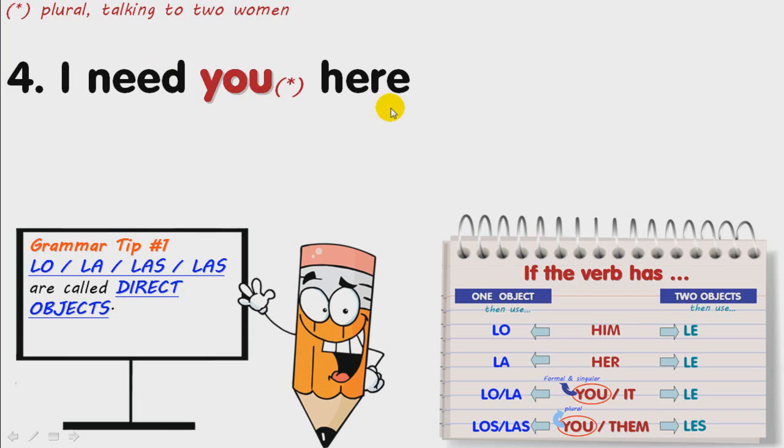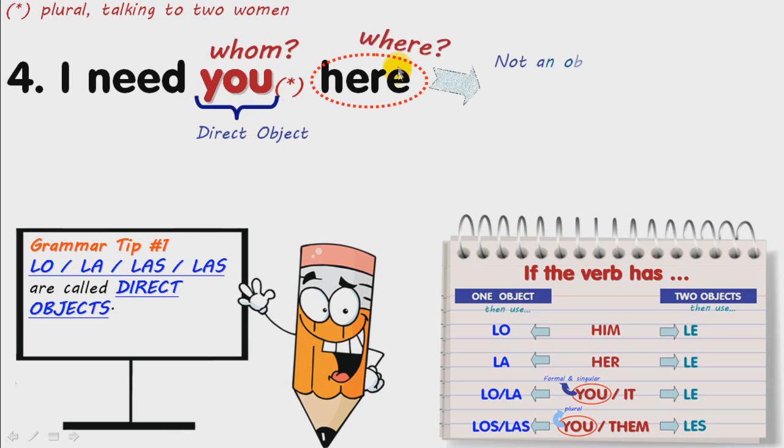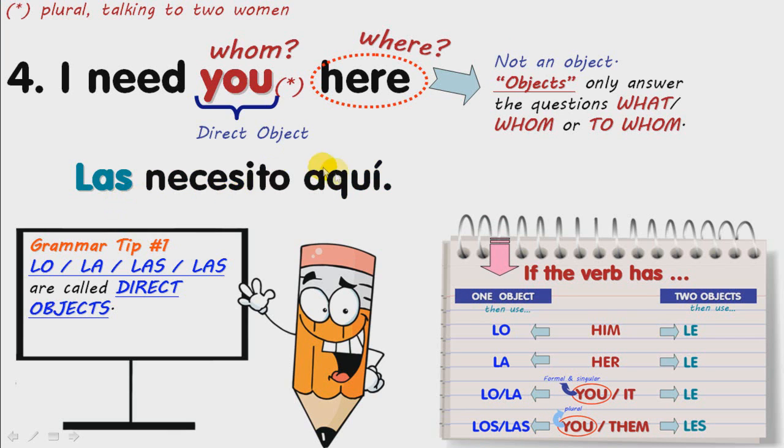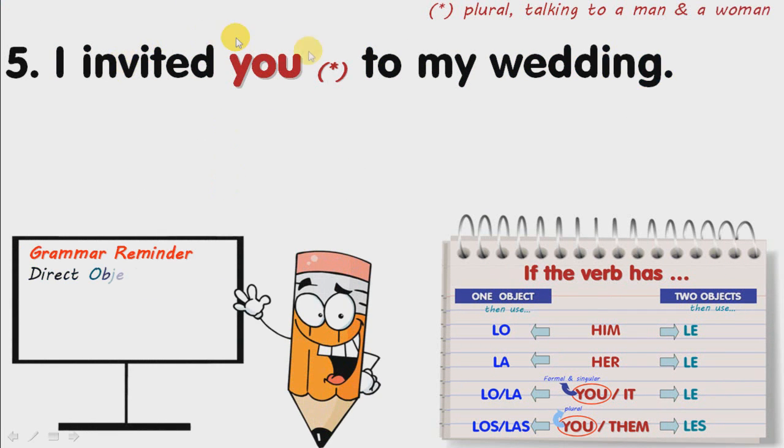I need you here. In this case, you are addressing women. So how many objects do we have? You answers the question whom, so it means we have one object. Here answers the question where, so this is not an object because objects only answer the questions what, whom, or to whom. We have a plural form, which is feminine. This means that we need this pronoun, las. Las necesito aquí.